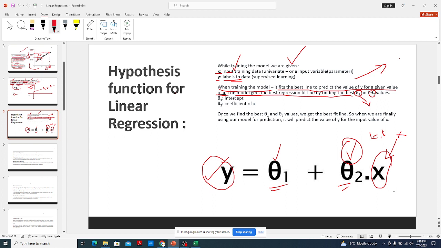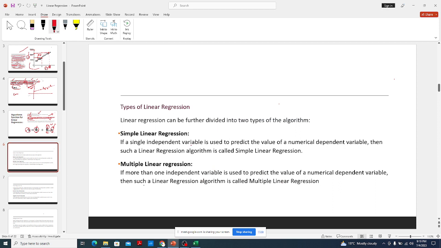So you can see theta 1 indicates the intercept, or the y-intercept. Then theta 2 indicates the coefficient of our independent variable. All right, that's good.